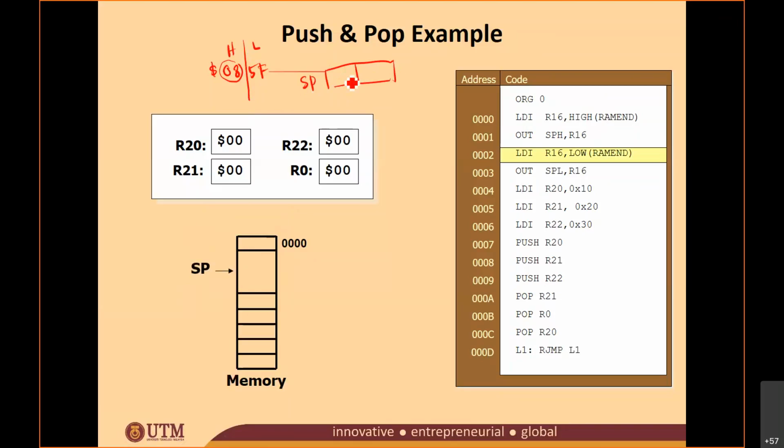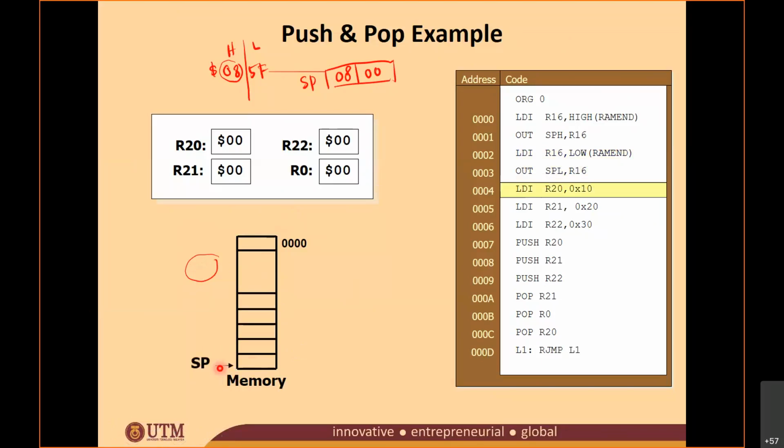Initially the stack pointer value points to address 00. Now you put 08 to your SPH. So what happened is the stack pointer points to address 0800. That's why the stack pointer is somewhere around here, because you have not finished initializing the stack pointer to your RAM end yet. And then you initialize again, out to SPL, R16. Then after that, the stack pointer points to the last address of your RAM end.